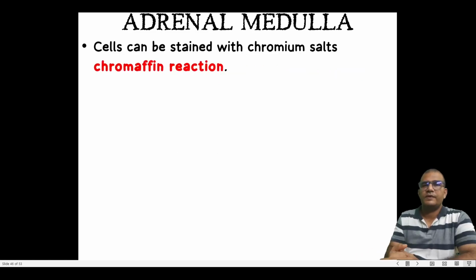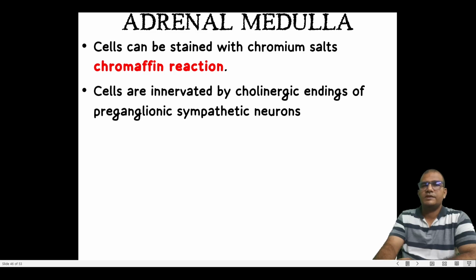So what is the chromaffin reaction? The cells stained with chromium salts. It is called the chromaffin reaction. So the preganglionic sympathetic neurons reaching into the medulla are cholinergic nerve endings.